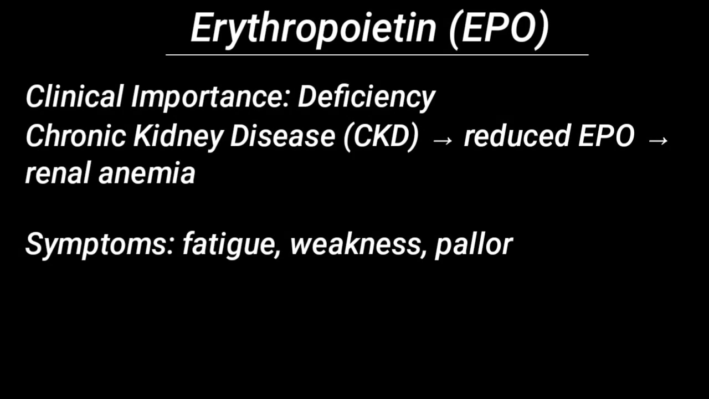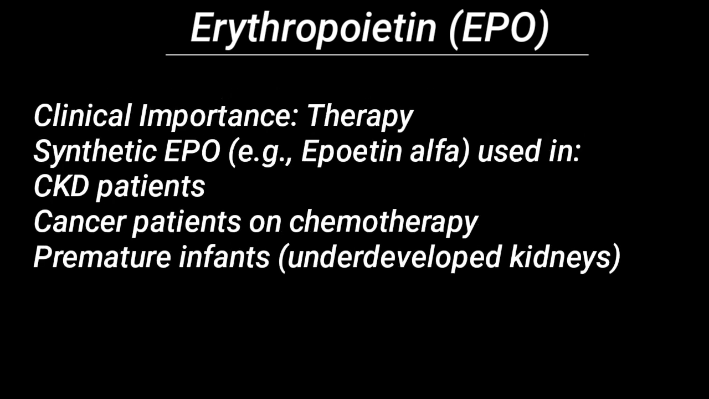The first one is erythropoietin deficiency. So patients with chronic kidney disease often have anemia because their kidneys cannot produce enough erythropoietin, and this condition is called renal anemia. The number 2 is therapeutic use. Synthetic erythropoietin called erythropoietin alpha or similar drugs are used to treat anemia, especially in chronic kidney disease patients, cancer patients undergoing chemotherapy, or premature infants with underdeveloped kidneys.